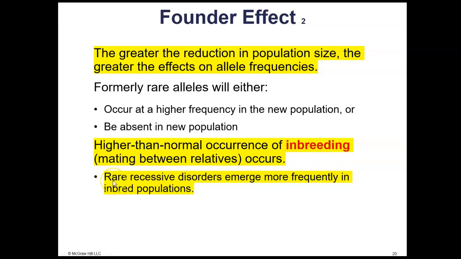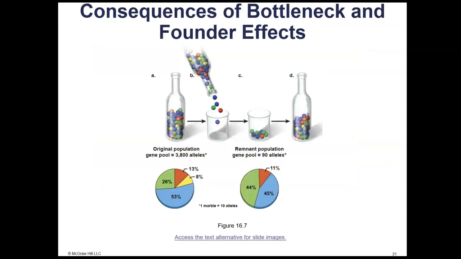So you're going to have a higher occurrence of rare recessive disorders like cystic fibrosis or hemophilia more frequently in inbred populations. So this is an image that shows you what is meant by the bottleneck effect. You can look at the original population and the percentages of red, yellow, blue, and green marbles, right? So when you pass them through a bottleneck, the only ones that made it, there wasn't even any yellows. So after this handful of marbles survives, the offspring are going to be 44% green, 45% blue, 11% red, and no yellow.